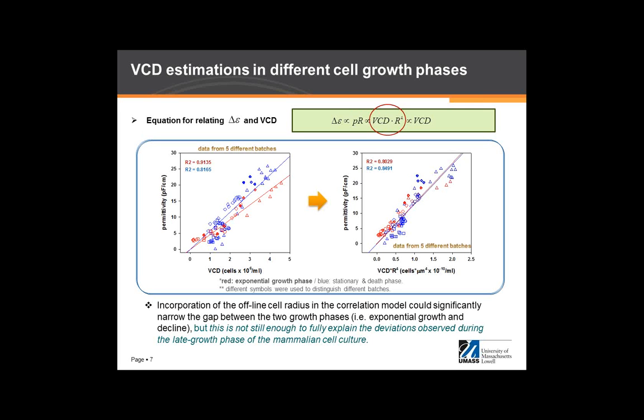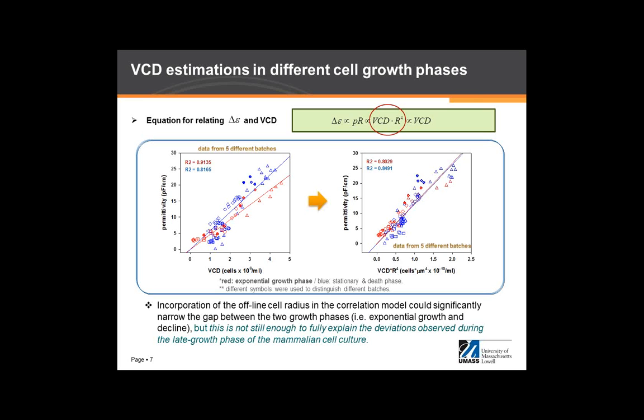We replaced this radius estimation with the offline measured value, and we saw quite a significant amount of oscillation in the calculation. So we replaced the radius estimation in the core equation with the correct measurement, which was quite continuous. And then we looked back at the viable cell density and the capacitance correlation.